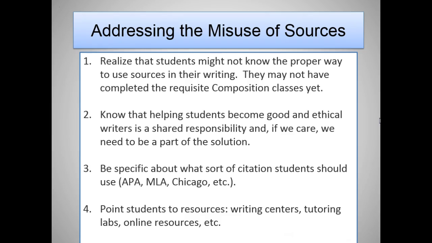Be specific. If you want a particular citation style, talk about it and make sure students know. If you just say do citations, students may not know. And I know some people don't care if it's any of the formal styles. They just want quote-unquote citations. I don't know what that means, and your students probably don't know what it means. Help students by pointing to resources: writing centers, online writing resources, style guides, you name it.